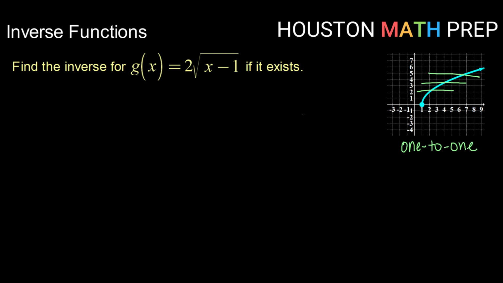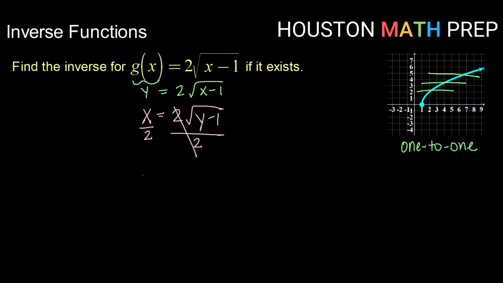Now, in order to get my inverse, I'm once again going to need to recognize that g of x is like having y. So this is 2 times the square root of x minus 1. So first, swapping x and y, I have x equals 2 times the square root of y minus 1. Then I'm going to resolve for y. So the first thing that I'll do is divide both sides by 2. So x over 2 equals the square root of y minus 1.